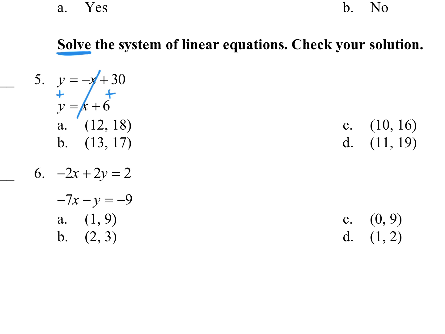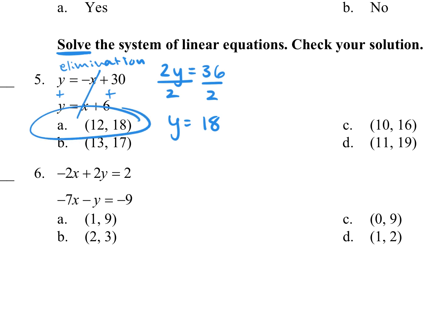What's y plus y? 2y. And 30 plus 6 would be 36. Divide both sides by 2, so y is equal to 18. We're solving by elimination. So since the x's are already the same number but opposites, you can just combine them together. Which one of our answer choices says that y is 18? A. So we don't even need to do any more work. We already know that our answer is A. You can plug it into one of the equations and you'll get that x is going to be 12.